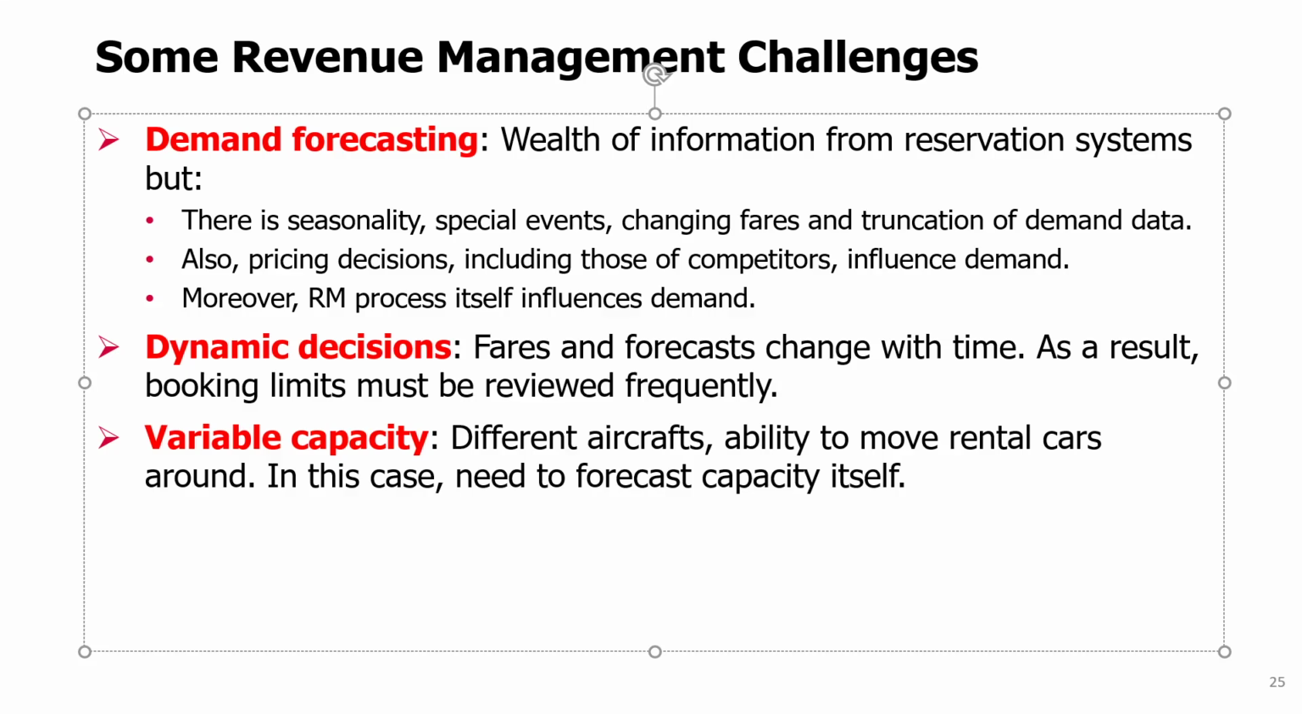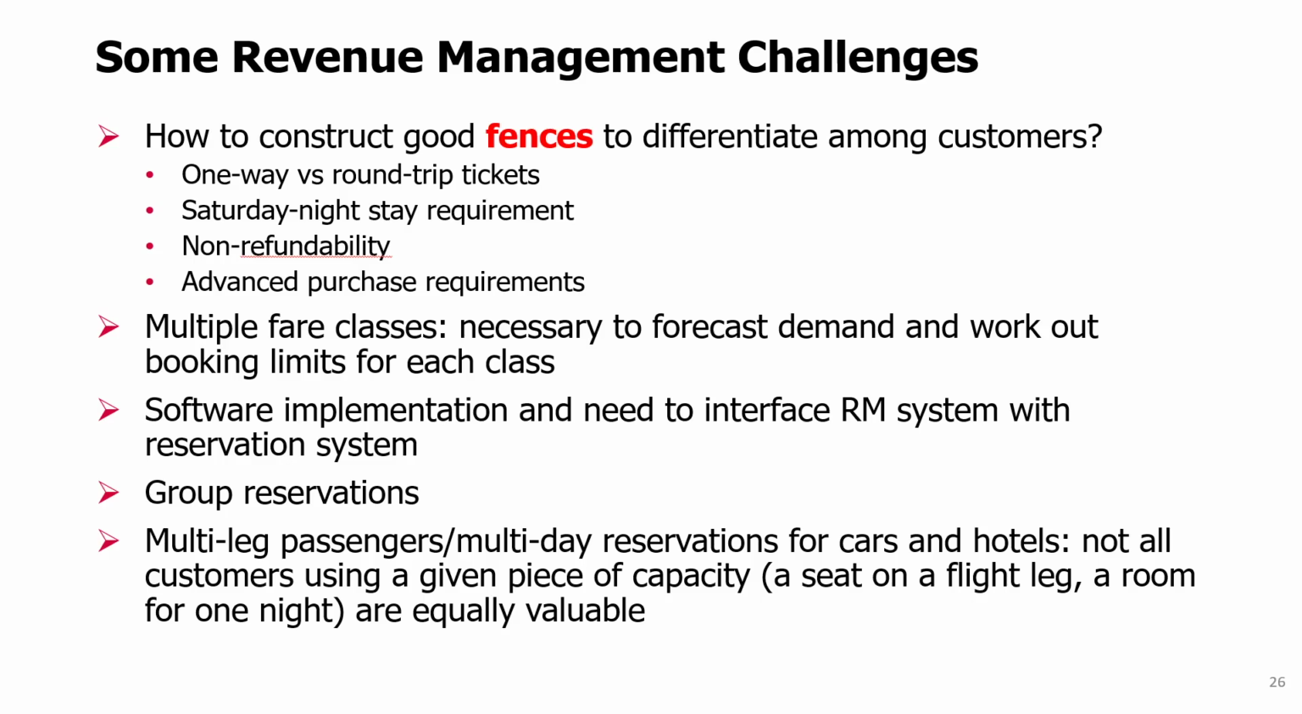Some other problems in revenue management, some other challenges, are how to construct good, what we call fences. Fences are the types of restrictions that differentiate among customer segments so that we don't allow some customers to buy maybe lower fare tickets or reservations, right? So in airlines, for example, we have one way versus round trip. Round trip will cost you less per one flight than the one way.